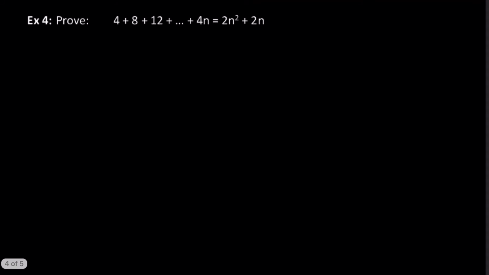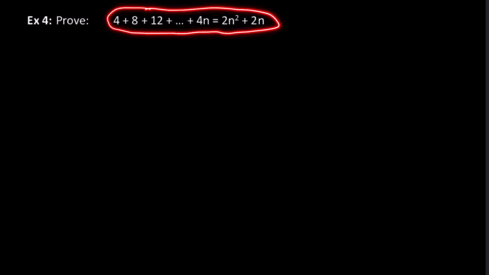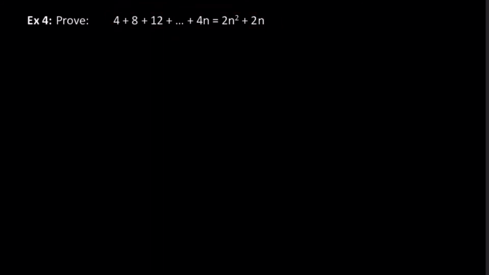Okay, 2 more. One pretty easy one, one challenging one. So in example 4, one thing I notice here is that this is already expanded. Great, saves me a lot of work. All right, that's the expanded notation, 4 plus 8 plus 12 plus dot, dot, dot, plus 4n equals 2n squared plus 2n. So let's start with our show.